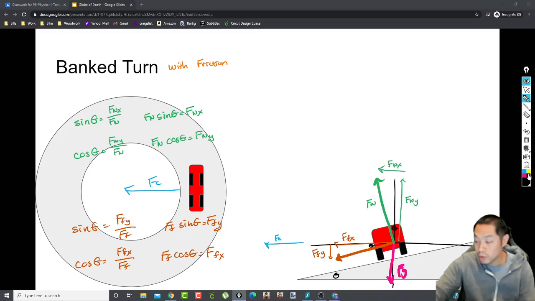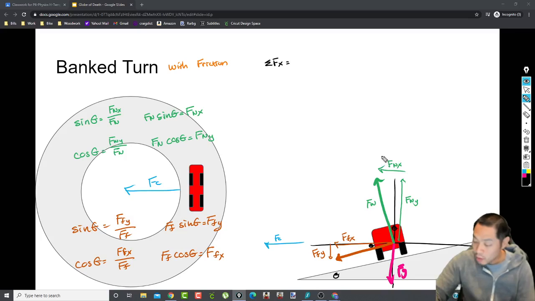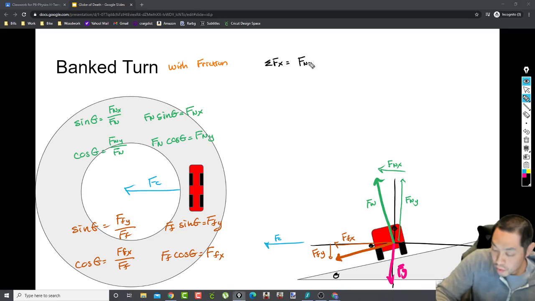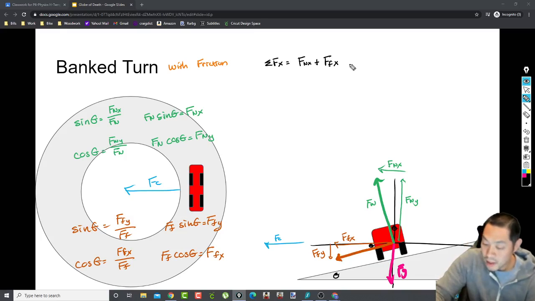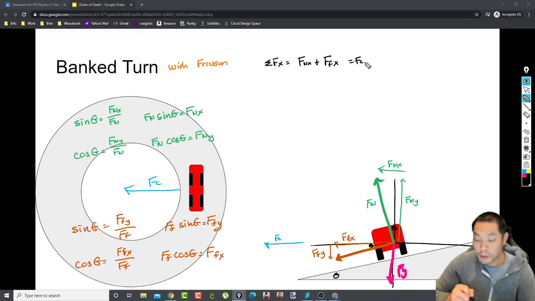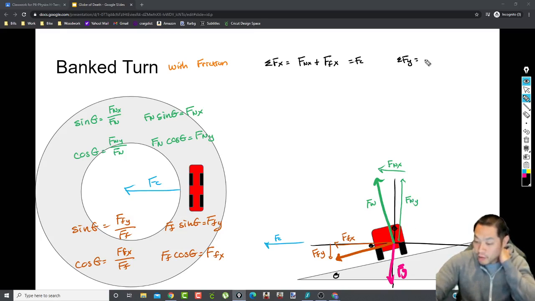I'm going to set up my two sums of all forces. Sum of all forces in x is equal to two forces: force normal x plus force of friction x. I believe that's it. Yep. And that's equal to force centripetal. We do the same thing with y. In y, we have more. We have force normal y plus Fg plus force of friction y.